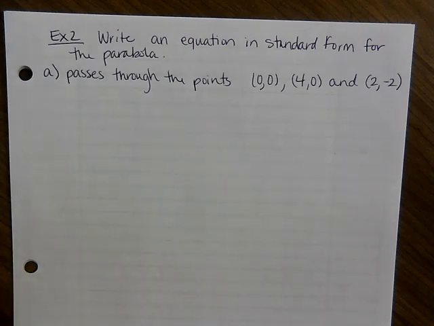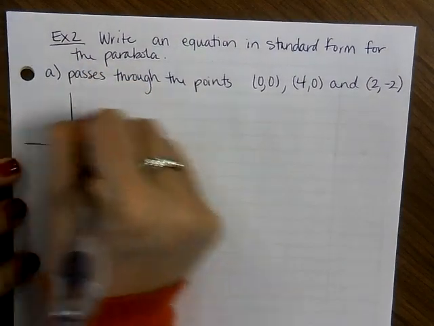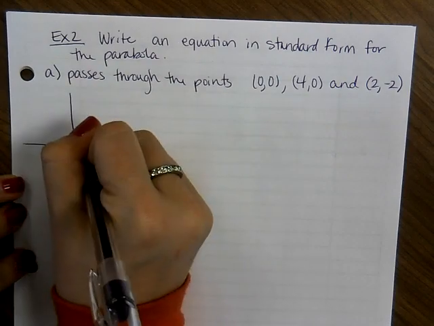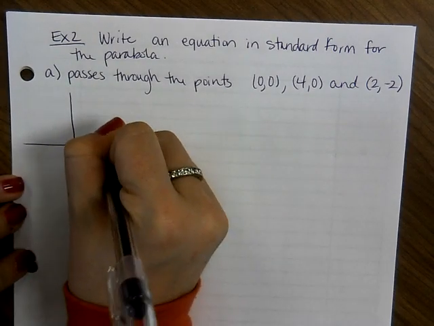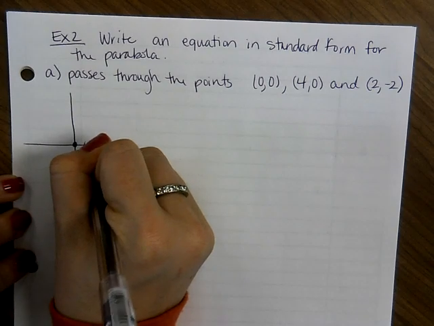Now, remember, you have to decide, is it vertical or horizontal? Is it positive or negative 4p? So those are the types of things you're trying to think about. Where do you think we should start every single time with these? Draw a picture. You have to draw a picture in order to visualize what you've been given, okay? So let's go ahead and do that. It's just a quick sketch. So we know there's the point 0, 0. There's a point 4, 0. And then there's a point 2, negative 2.